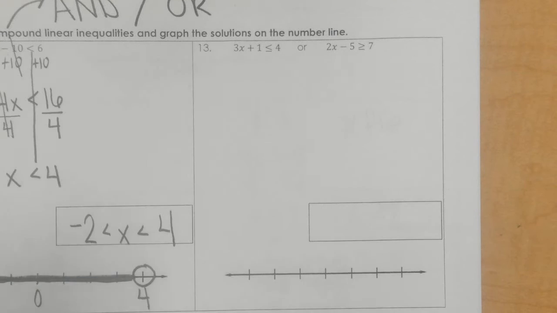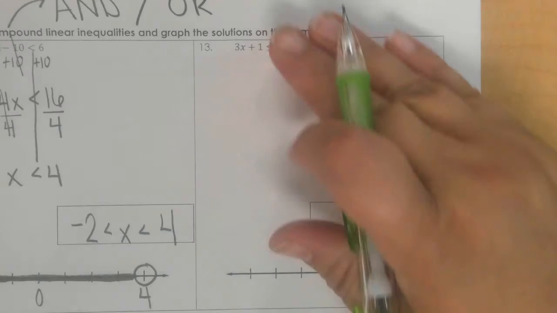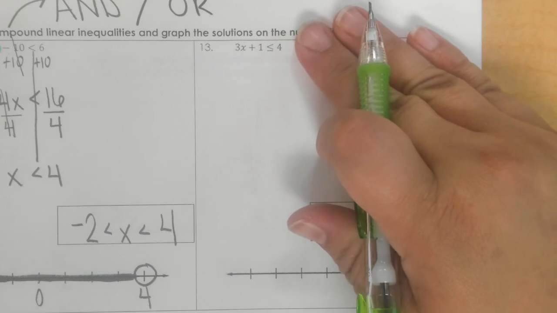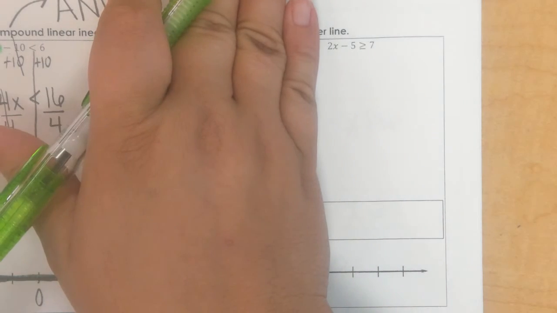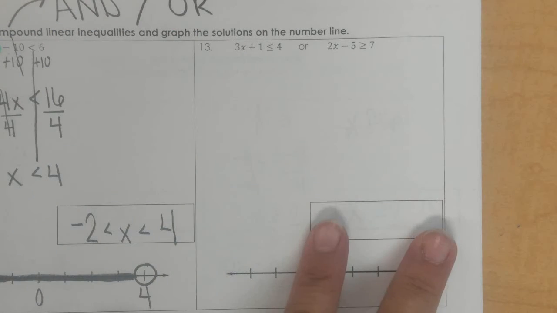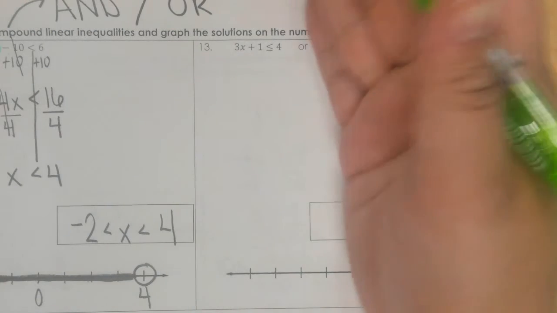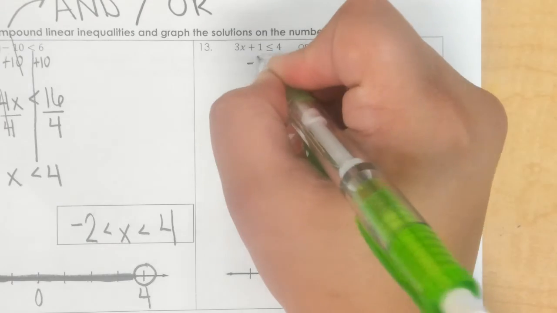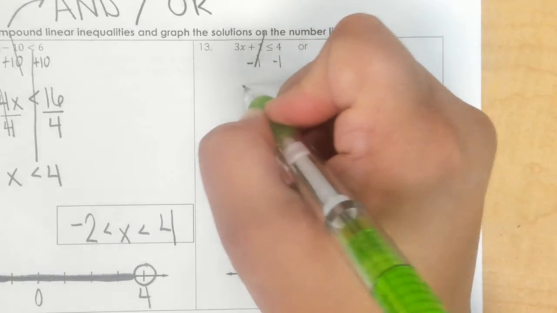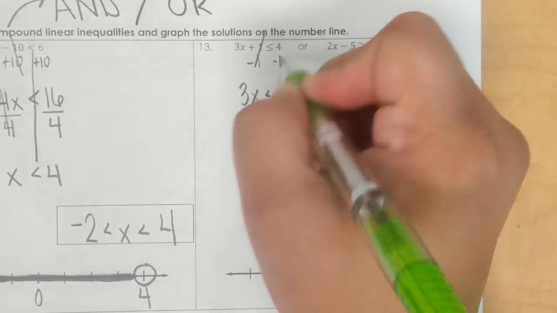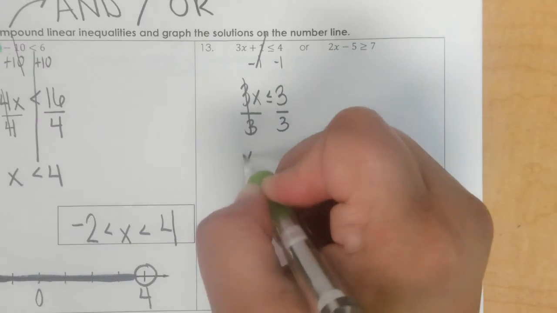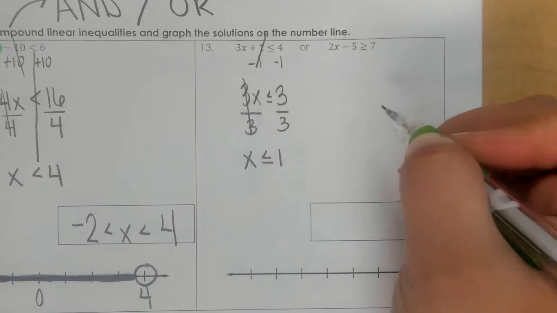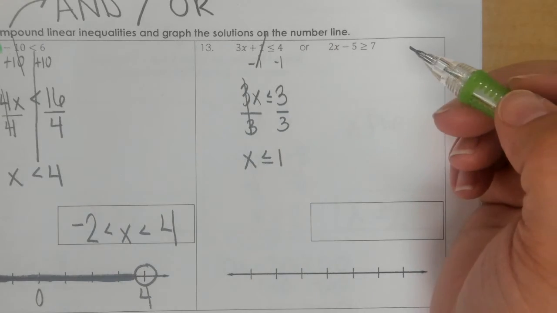Okay? For or, we go ahead and we solve this one like a two-step right here. Then once it's solved, we solve this one like a two-step. And then we put our two answers together here. So for the first thing we would do is we would just subtract 1. We divide both sides by 3. And then we get 1.